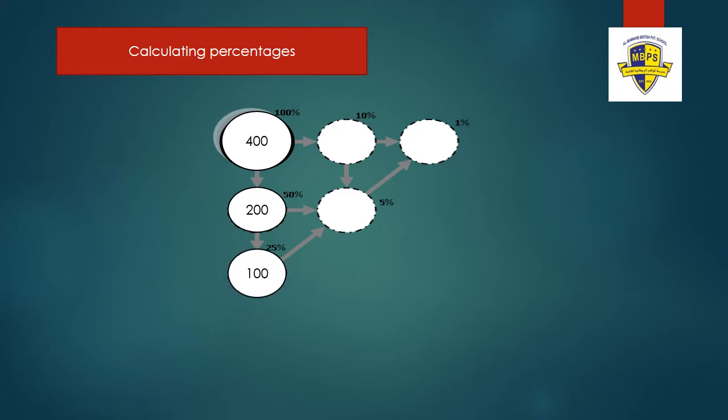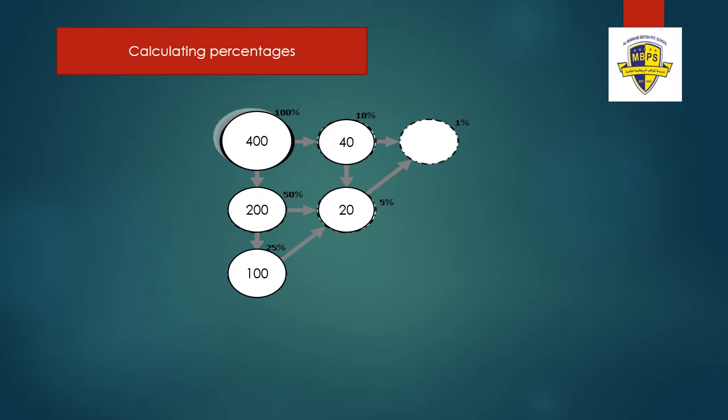To find 10%, who will tell me what we will do? Yes, we will divide the number by 10. 400 divided by 10 equals 40. Now, I want the smart boy or smart girl to tell me how we will find 5% of 400. Yes, excellent. We will divide the number by 20, and 400 divided by 20 equals 20.